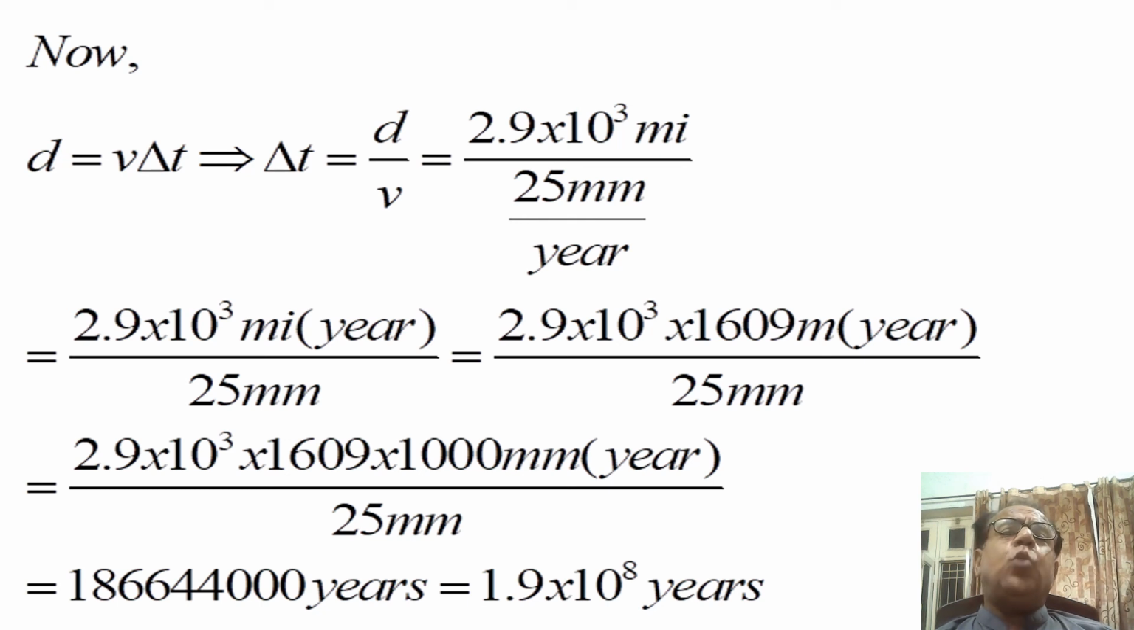So this will alternatively become equal to 186644000 years, which can be alternatively written as 1.9 times 10 raised to the power 8 years. And this is the answer of our question or solution of our problem. And this is the end of our module.